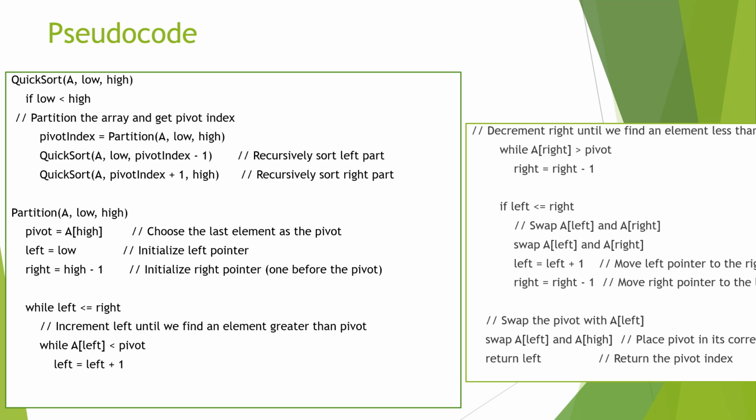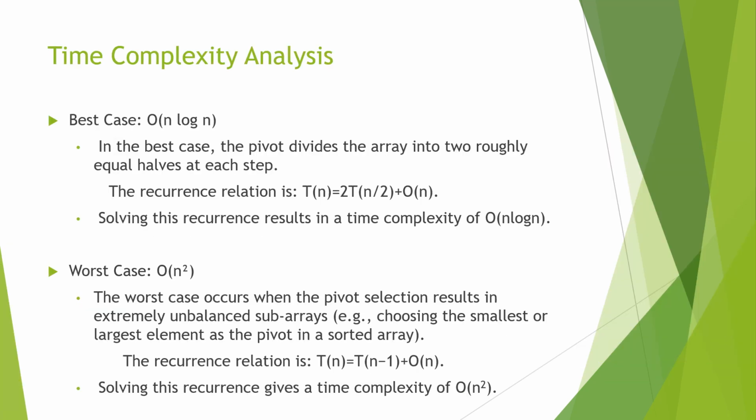And then we swap the pivot with the element at the left pointer or the right pointer, based on the pivot selection strategy. So it returns the result. So this is the pseudocode for the Quicksort algorithm. Now we will discuss the time complexity of this algorithm.